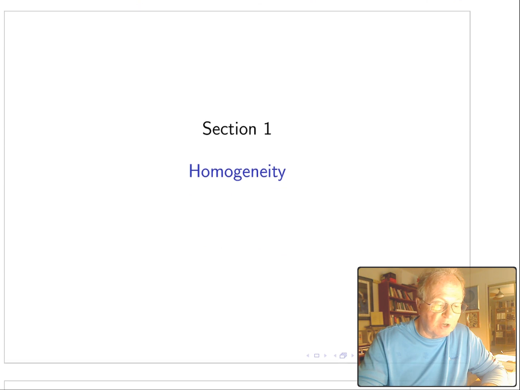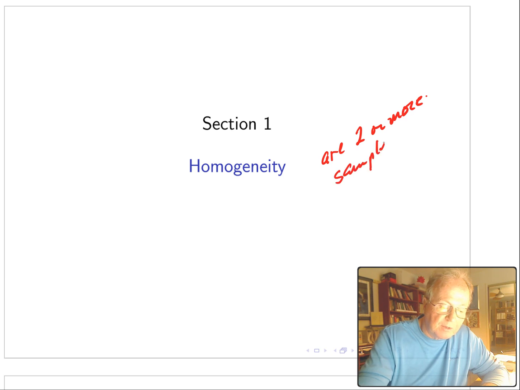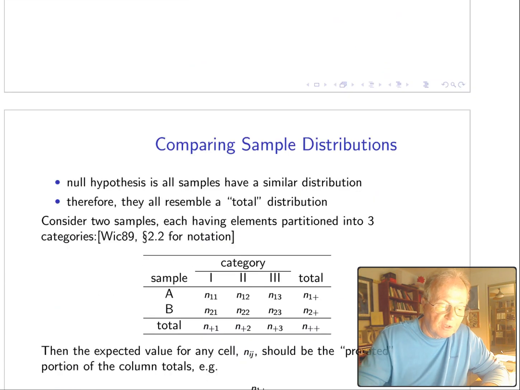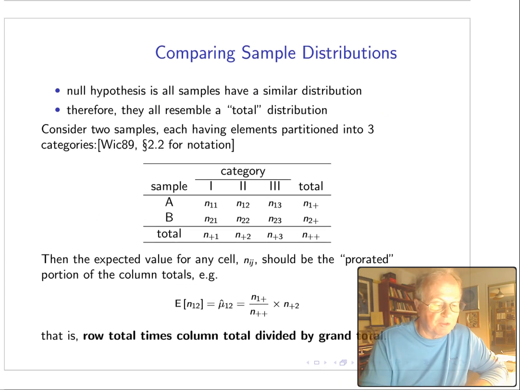So first, let's talk about homogeneity. Homogeneity basically says, are two or more samples similar in distribution? So the null hypothesis is that all samples have a similar distribution, and therefore they would all resemble a total distribution, that is, if you added them all together.